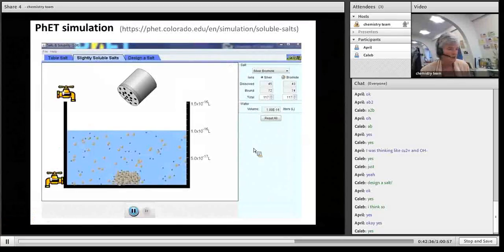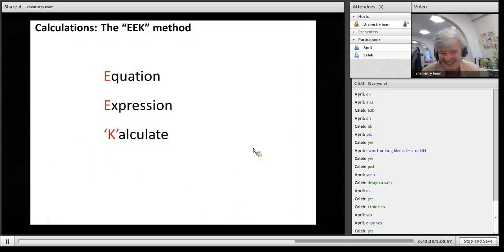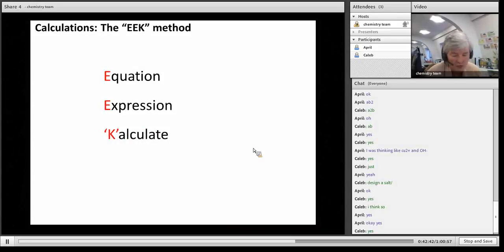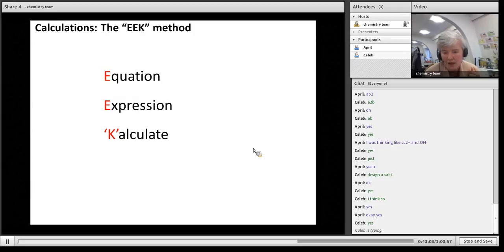Right. So, finally, the calculations. With the calculations, there are two things you've got to watch out for. You've got to work out, do my ions come from a single source or do they come from two different sources? So if I have pure water and I add, say, lead chloride to it, where does the lead come from?